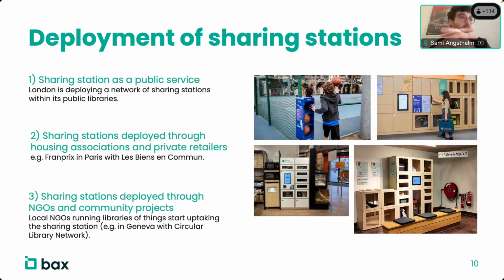And so we see, for example, a known proximity grocery chain in Paris called Franprix that is developing those stations within their grocery stores. And finally, we see one last way of deploying those stations, which is through NGOs and community projects. For example, all the NGOs running libraries of things nowadays, which usually run on volunteering and so on, are also integrating this technology in those stations as part of their operations to make their services more available.